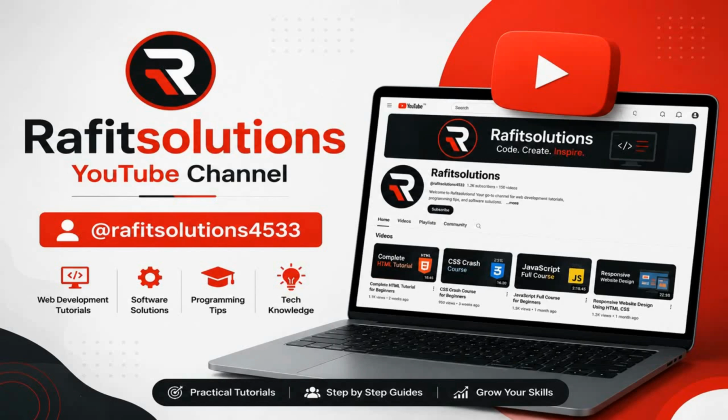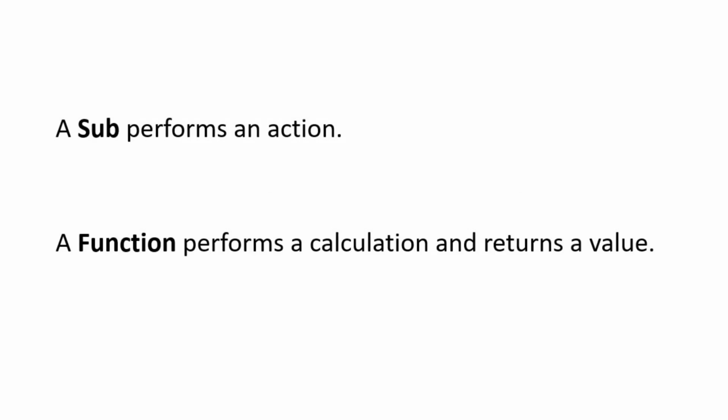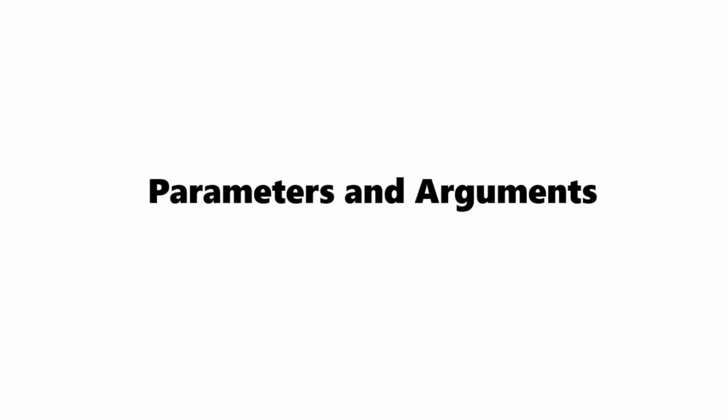In the previous episode, we learned the difference between subs and functions. We discovered that a sub performs an action, whilst a function performs a calculation and returns a value. But here's an important question. How do these procedures know what information to work with? How does a function know which numbers to add? How does a sub know which customer to save, and so on? The answer is by passing information using parameters and arguments.